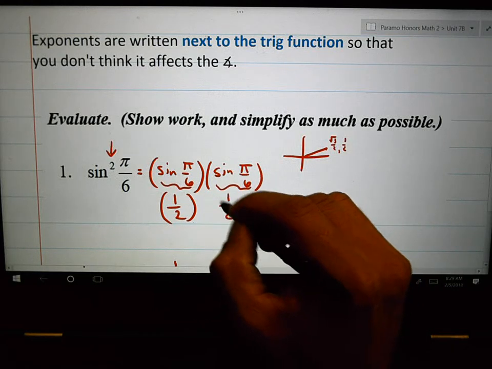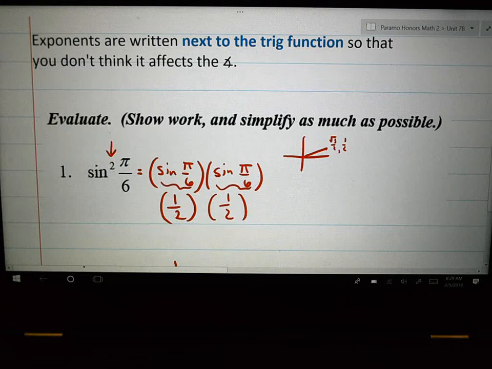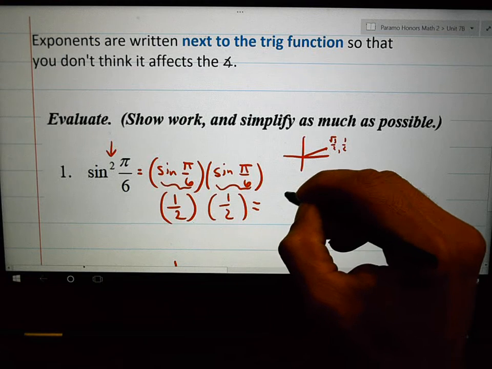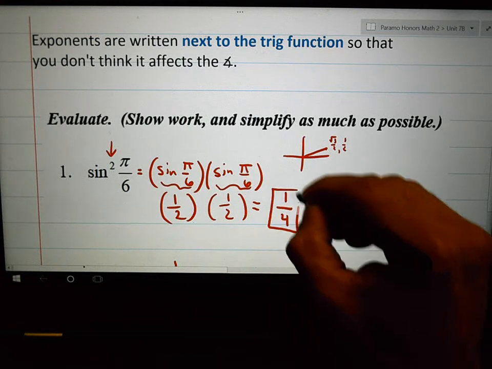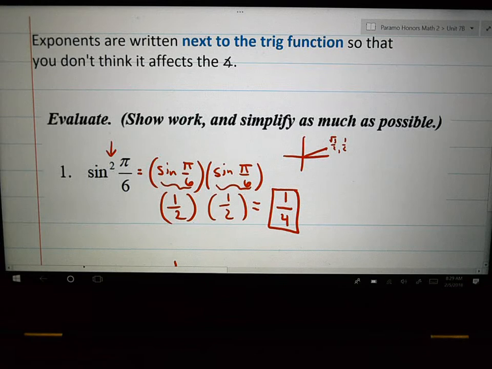The second one is this. So what you have here in this problem is 1/2 times 1/2, which we're now going to multiply, the numerator times the numerator and the denominator times the denominator. And my answer is, not pi over 4, 1 over 4. I'm sorry.